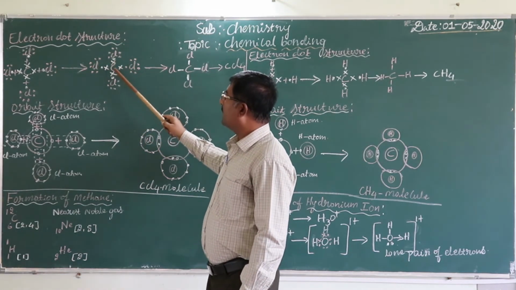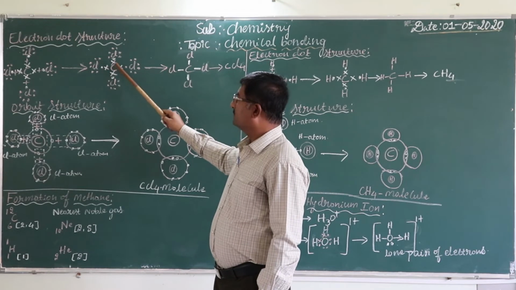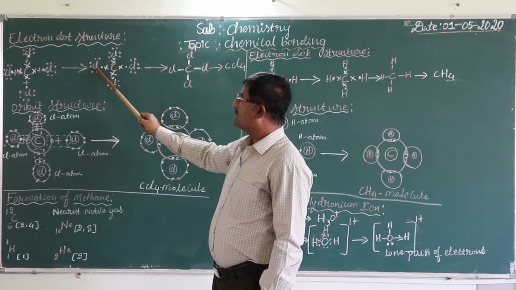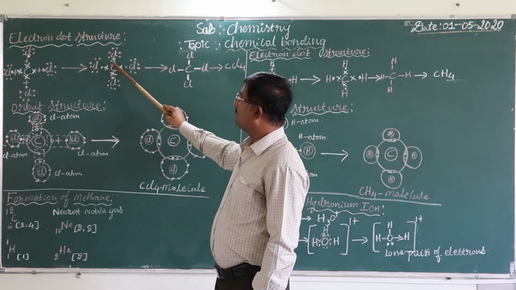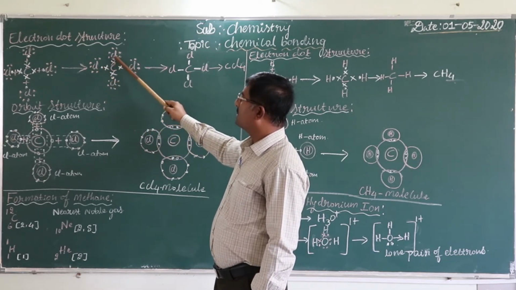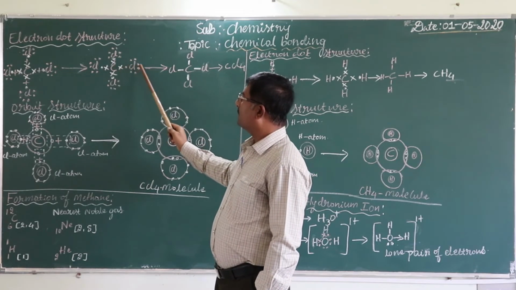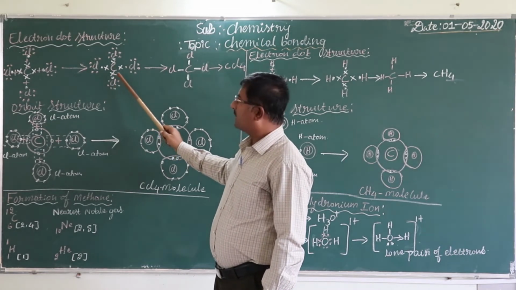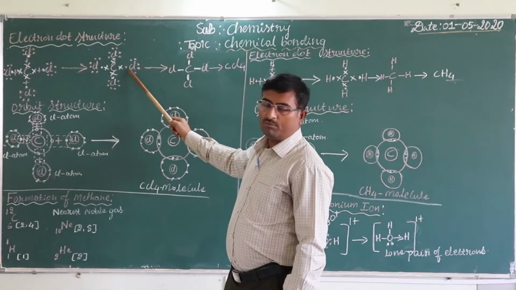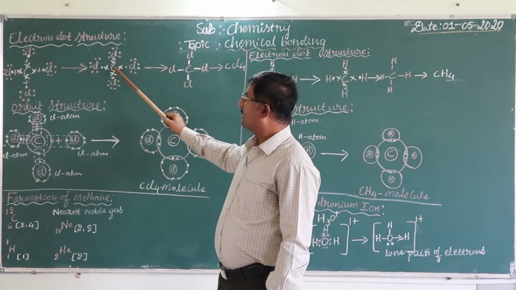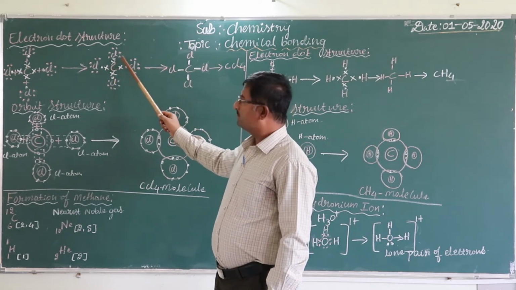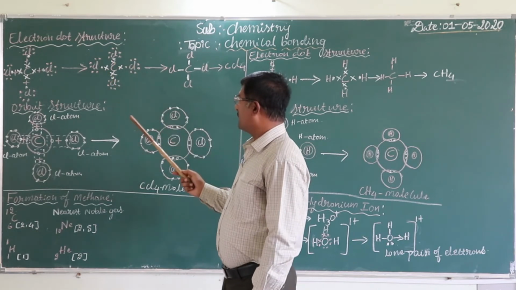See, between chlorine and carbon, 1 pair of electrons is shared between each carbon and chlorine atom. Here also 1 pair of electrons is shared. This electron is given by carbon X, this electron is given by chlorine. Like that only, this electron is given by carbon, this by chlorine, and so on. Each chlorine atom will give 1 electron and the carbon atom will give 1 electron to each chlorine atom, and they will share 4 pairs of electrons.